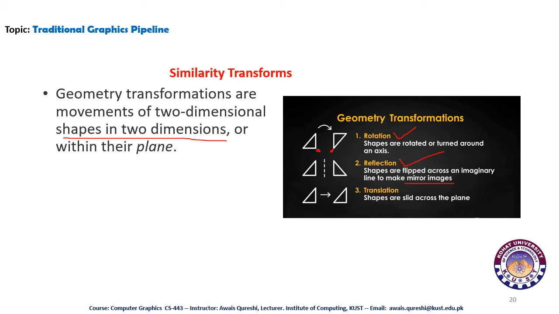And the third one is called translation. So these are all geometric transformations. Shapes are slid across the plane. Here you can see that this object is slid to this distance. This is the slide. The object is moved from one point to another point, but the actual shape of the object will remain the same.